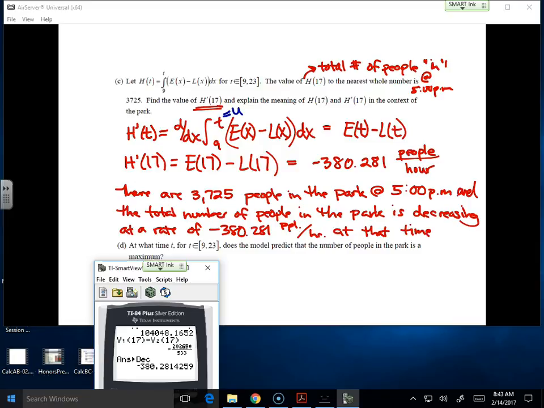Now I made one mistake. What was my one mistake? I'm interpreting decreasing at a rate of negative. If I'm saying decreasing, I'm interpreting the negative, so should I put the negative also? No. Why did I say decreasing? Because the rate is negative. If it was positive, I would say increasing at a rate of. At that time means at 5 p.m.